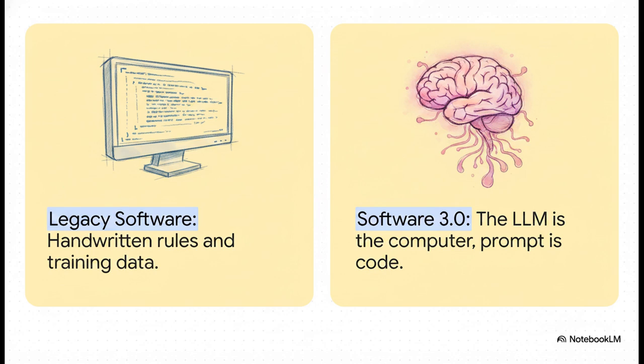But in Software 3.0, the large language model itself is the programmable computer. Your prompt is literally the code, and the context window is your lever. We are officially moving away from writing traditional SaaS apps that just have a little sprinkle of AI on top. Now we're building ecosystems where AI agents natively carry out the work for us.